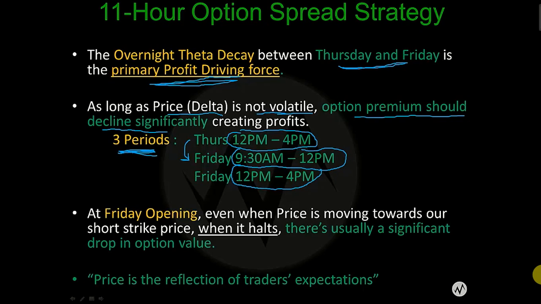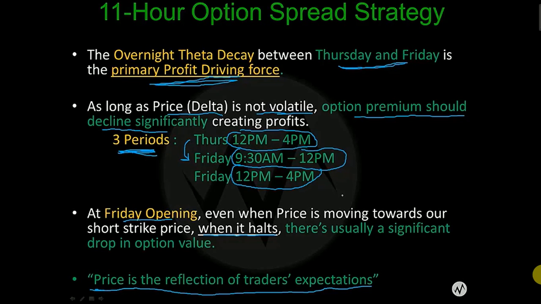At the Friday opening, even when price is maybe moving towards our short strike, when that price actually stops, usually there's a significant drop in the option value. Because the price of the option spread is a reflection of a trader's expectations. It's not some sort of mathematical calculation. Humans are actually buying and selling these options and driving buying and selling decisions.